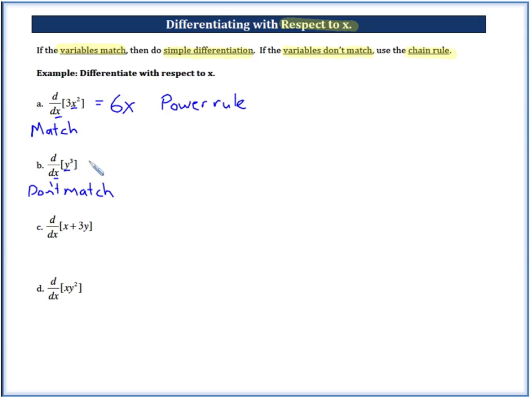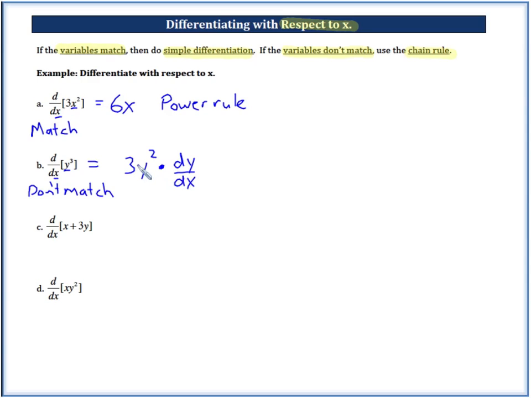Okay, so in this case, we're just going to simply use the chain rule when the variables don't match. So we just think of y as some sort of packet, and there's a function in there, but we can take the derivative by going 3 times y squared. Okay, so that's just our power rule. And then we're going to have to multiply by the derivative with respect to x of that y function. And it may sound complicated, but all that is to write dy over dx.